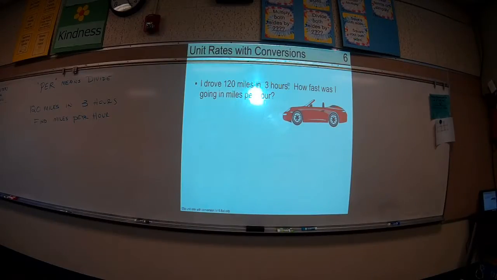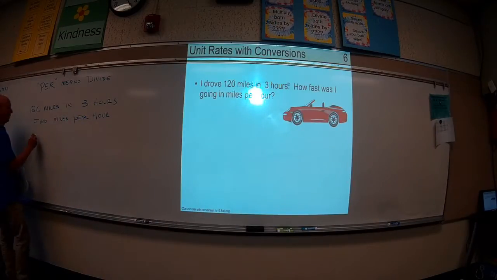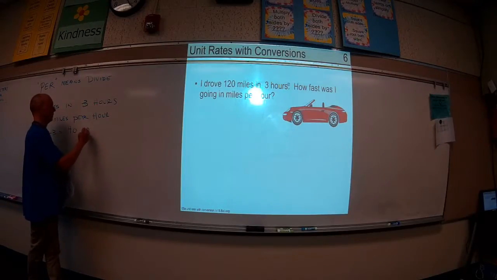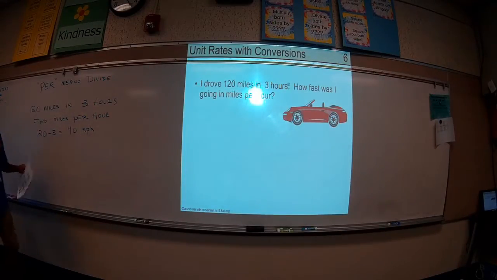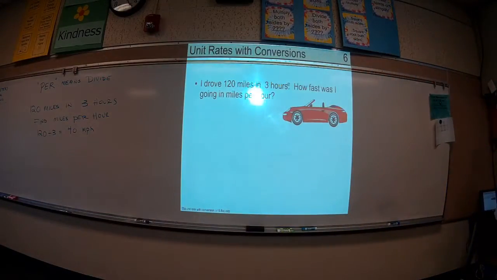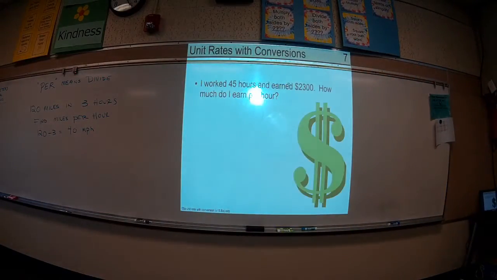So it's 40, right? 120 divided by 3 is 40. 40 what? Miles per hour. Divided by hours. So miles per hour. We usually write it like that. Let's look at another one. This one, just do it on the calculator and give me an answer. You don't have to write it down. How much do I earn per hour? Just get it ready on the calculator. Don't say anything.